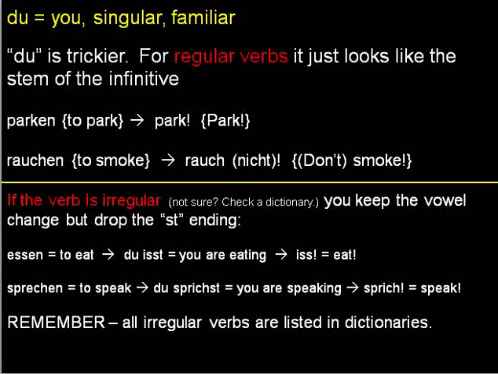Another example, sprechen, which is to speak, which would normally go du sprichst. So if I wanted to say you speak a lot, you'd say du sprichst viel. You just, again, drop the st in the imperative. So sprich, speak or talk. Okay, that's how you form that. And remember, all irregular verbs are listed in the dictionary. So if you're not sure, have a look in that irregular verb list, and if it's in there, it will give you the er/sie/es form, which will give you the stem change in the irregular form.